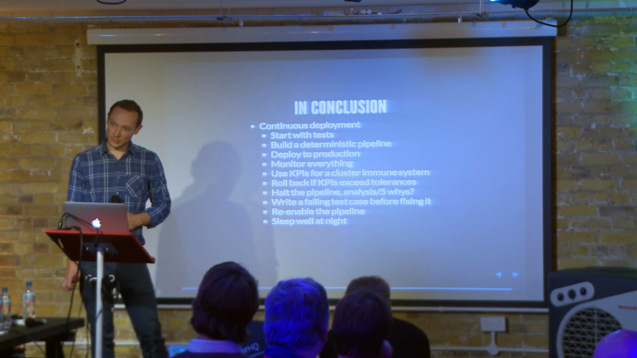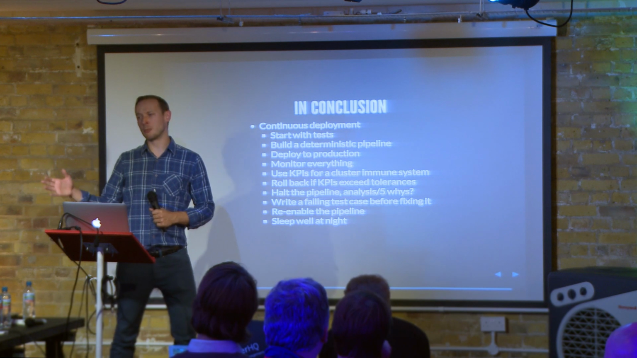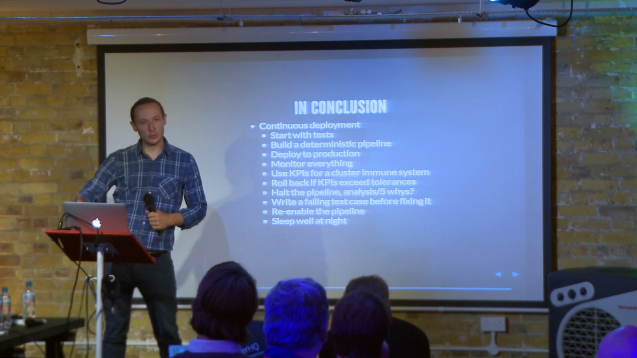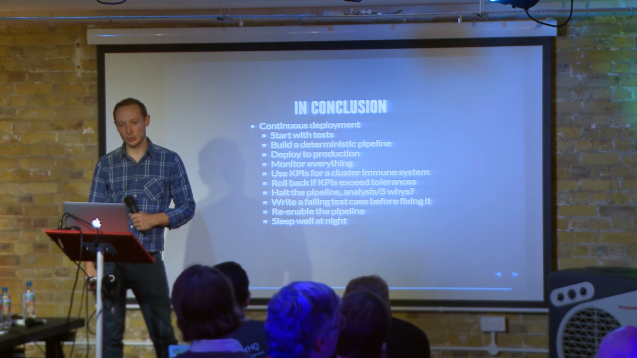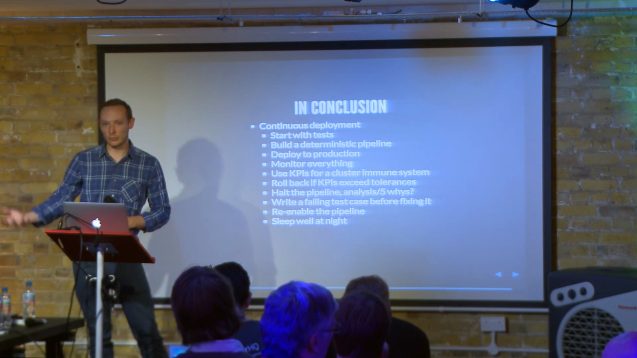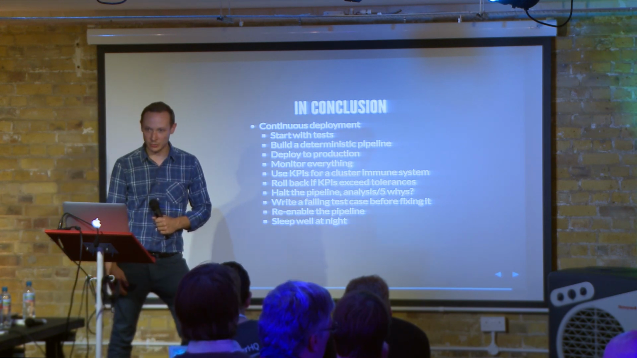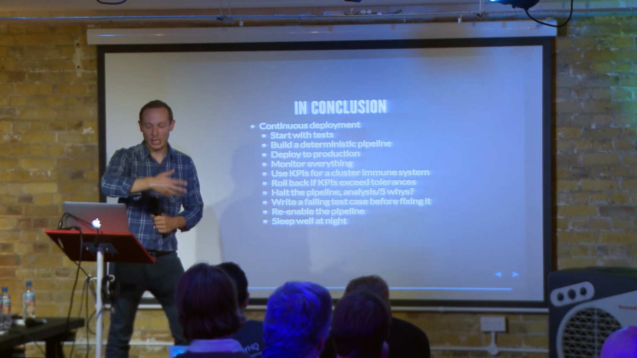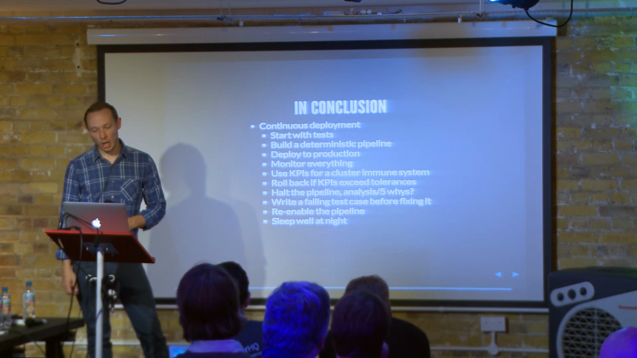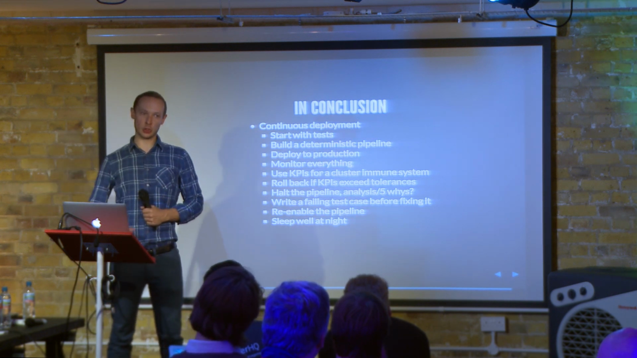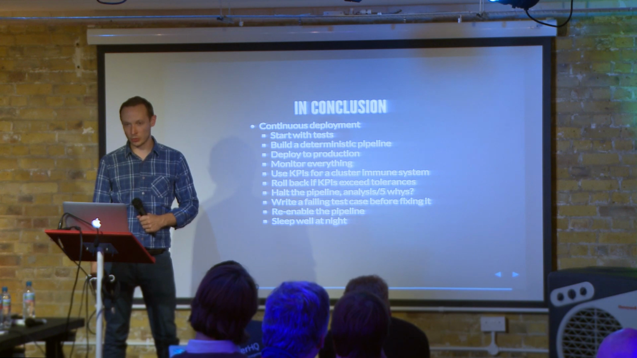KPIs for cluster immune system. Identifying what they are before starting the project is relatively tricky, so they tend to emerge. You can identify them when things go wrong, looking back in Graphite or whatever your logging and visualization system would be, to identify what was exceeding whatever tolerance, and then put in something artificial and tune that over time. Rollback. Halting the pipeline is a good way to enforce this constant quality control.